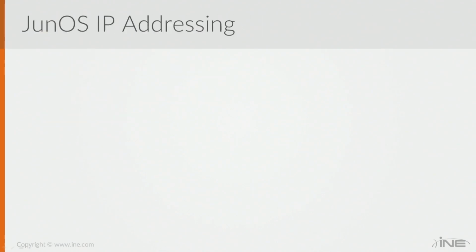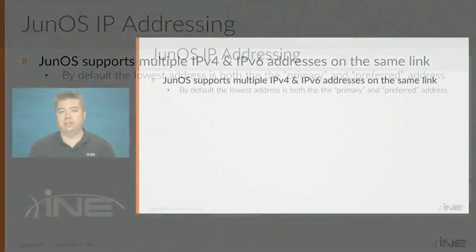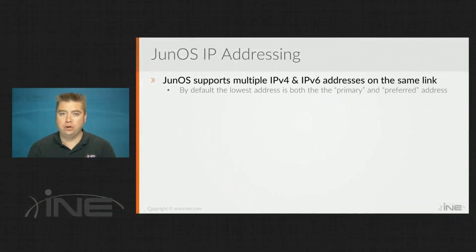Now, as I had briefly mentioned before, one of the minor differences from a behavior point of view in JunOS versus iOS is that in iOS IP addressing, you normally have one primary address and then you can have multiple secondary addresses. In the case of JunOS, you can configure multiple addresses at the link level, and by default, the lowest one is going to be the one that is the primary and what is also called the preferred address.